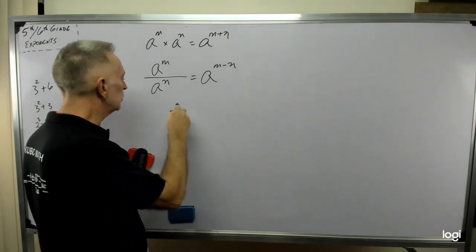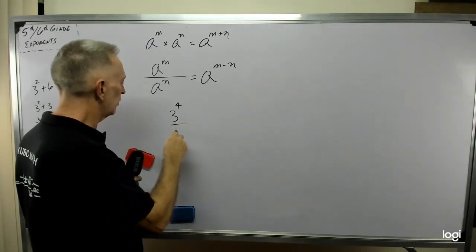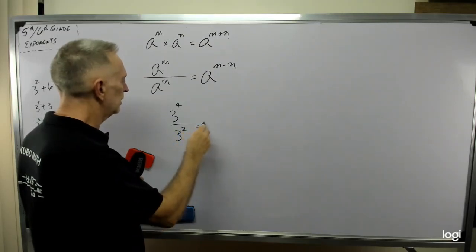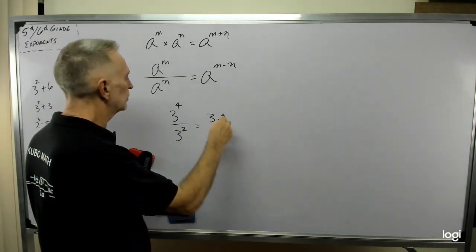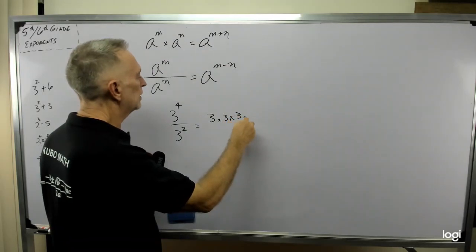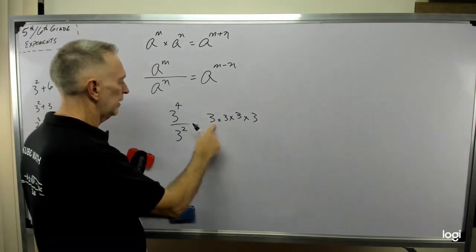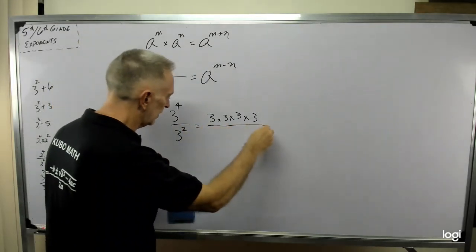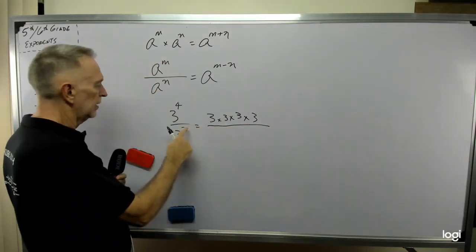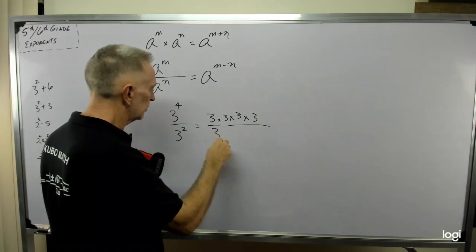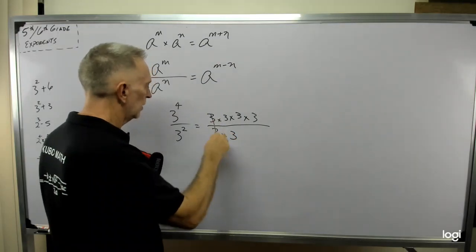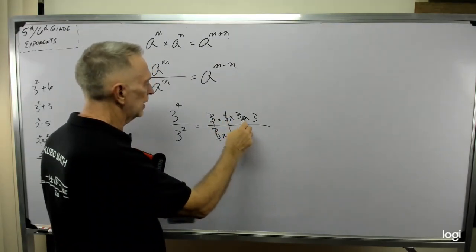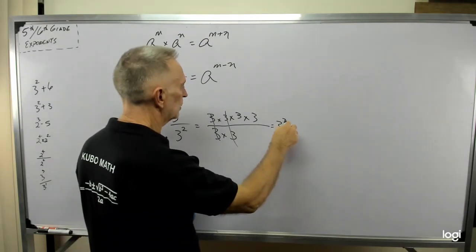We could still do this like we did earlier, 3 to the fourth divided by 3 to the second. That's 3 times 3 times 3 times 3, 3 times itself 4 times, divided by 3 times itself 2 times. That cancels, and I end up with 3 to the second power.